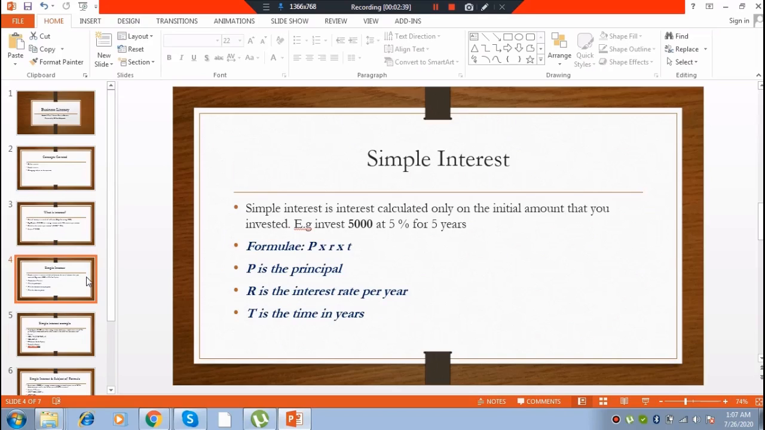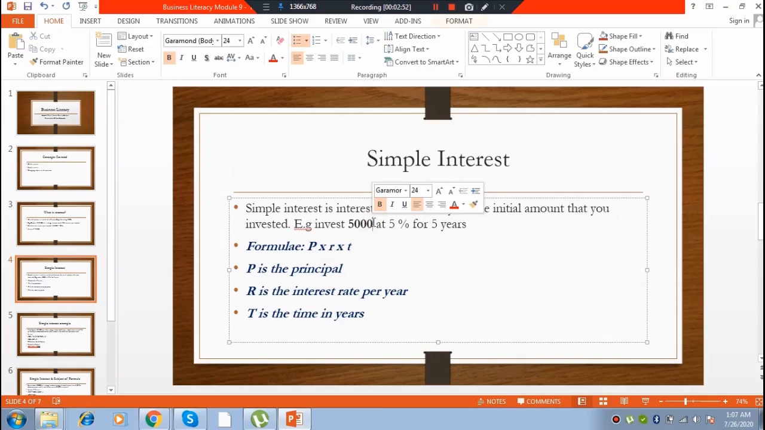What is simple interest? Simple interest is calculated only on the initial amount that you invested. For example, if I invest 5,000, which the bank says is going to generate 5% for the next 5 years, then according to simple interest the bank is going to calculate my interest based on this amount for the next 5 years. So year 1, 5,000 times 5%, year 2, 5,000 times 5%, year 3, 5,000 times 5%, until it matures in the 5th year.